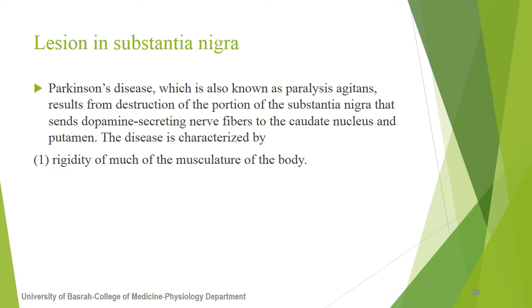Okay, the last part is lesion of substantia nigra. We say it's an important nucleus where the dopamine is secreted. So when you have damage in the basal ganglia, we will have a lesser amount of dopamine, impairment in secretion of dopamine neurotransmitter. فالدوبامين is an inhibitory as we say.